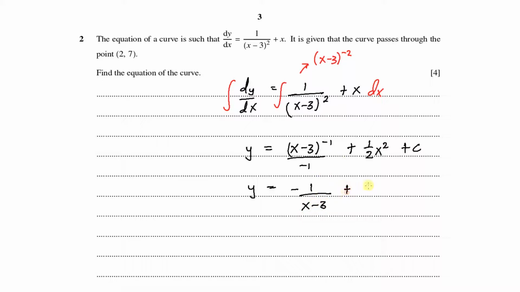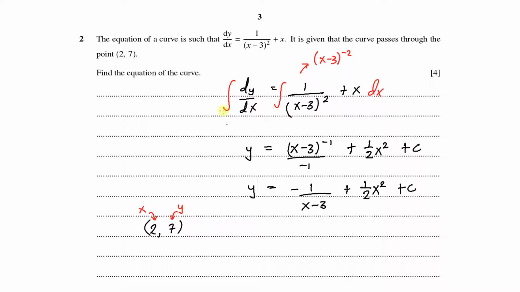And that's plus 1 over 2x squared, and that's plus c. So what we have here is now the general solution or the general equation of the curve. But now we need to work out the value of c, and we can use the fact that the curve passes through the point (2, 7).